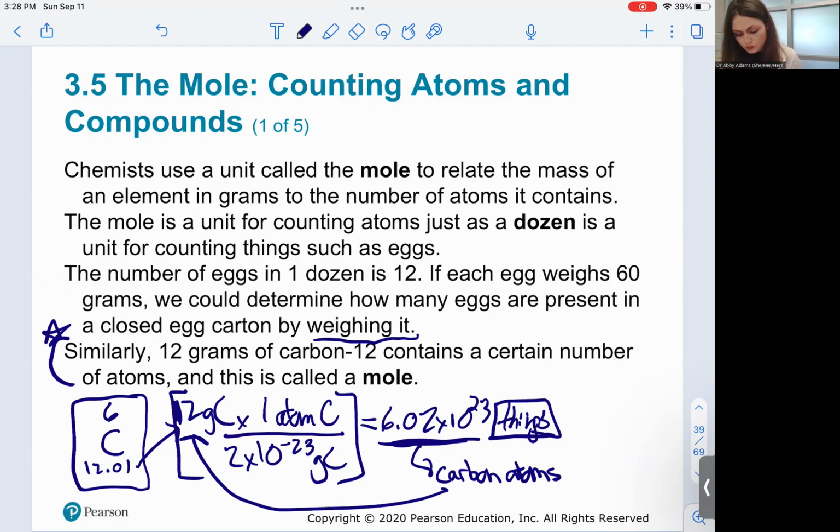So this is a special number. We use this number that we get from carbon, and we apply it in lots of ways, and it has a special name. This is how we know what a mole is. This is how a mole is defined. In this case, this is a mole of carbon atoms.